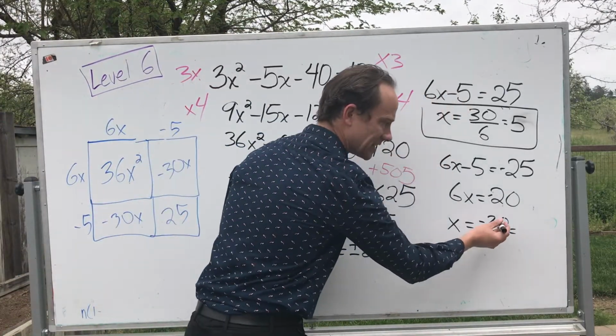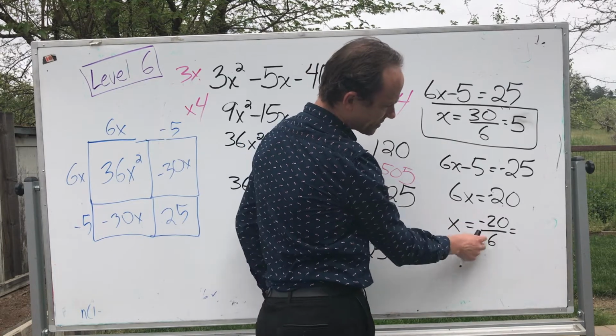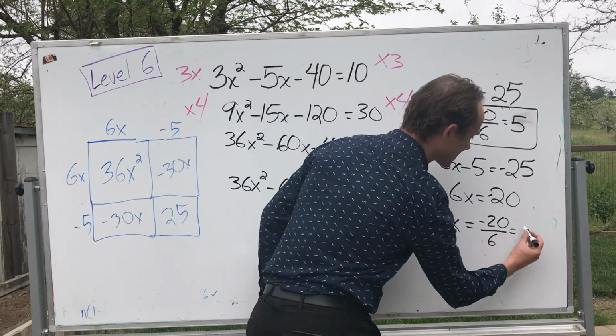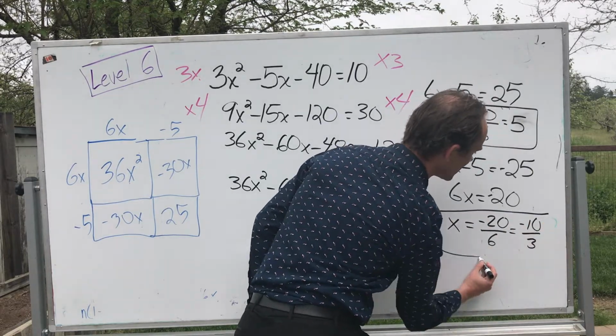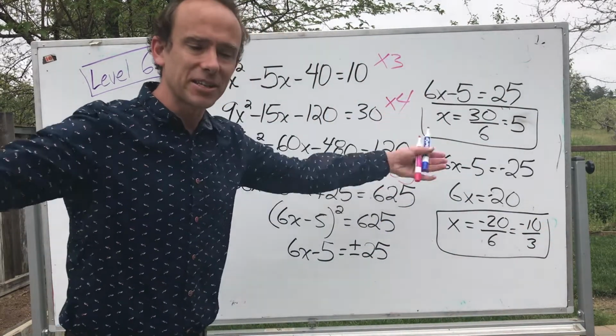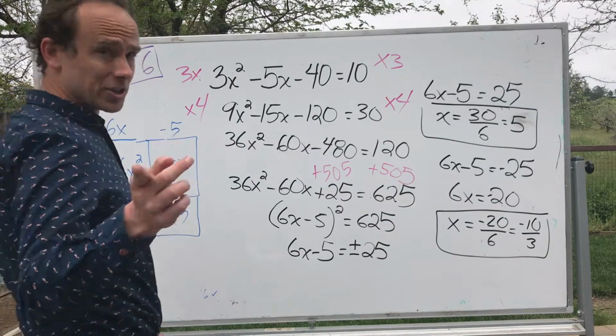So let's simplify this one. So what do we get? Divide them by 2. That's normally what I like to do. So minus 10 over 3. All right. Excellent work. But we need to try one more.